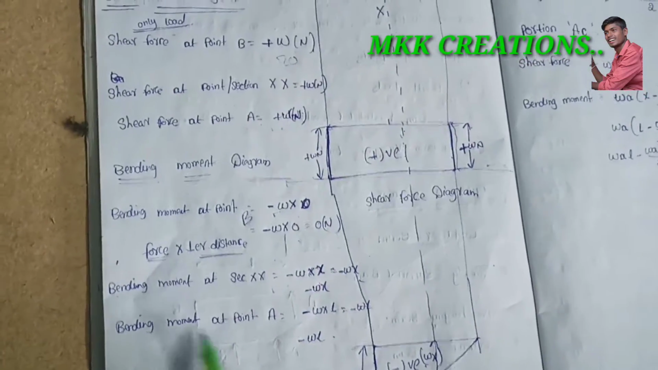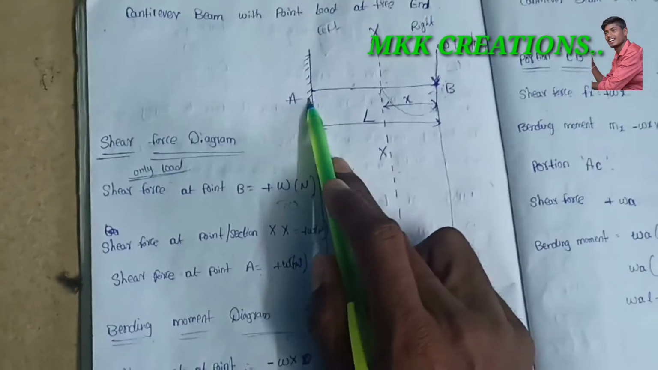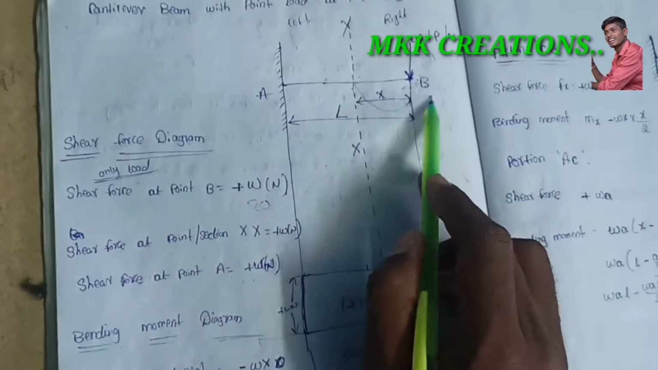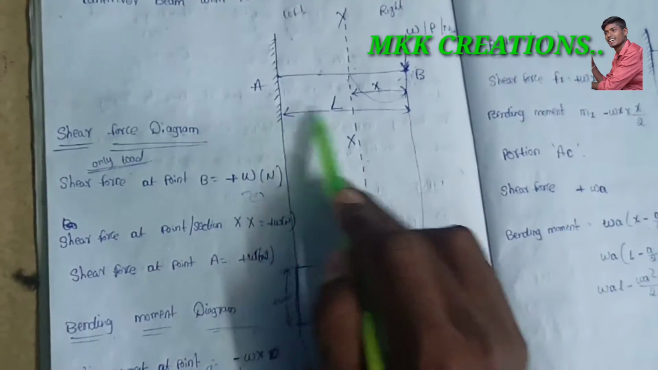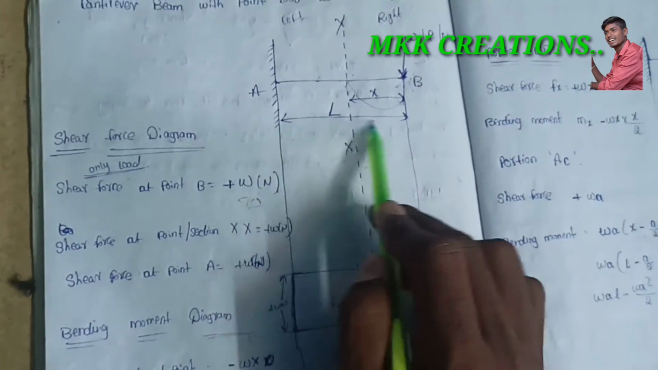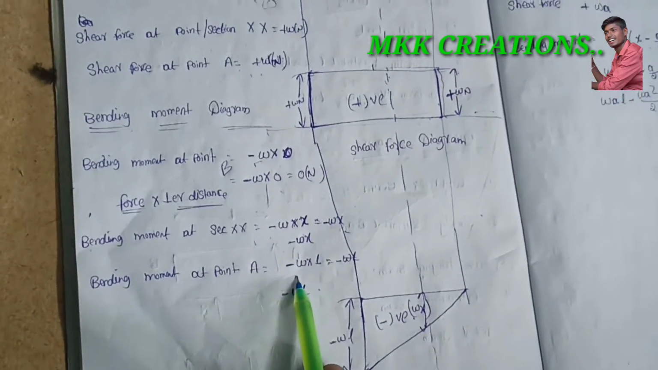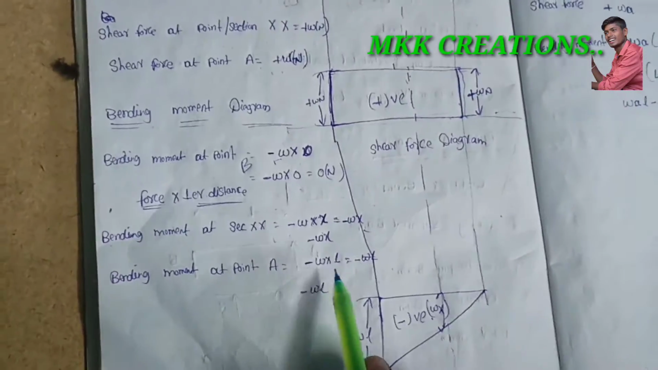Next, the bending moment at point A. At point A, what is the load? W only. W into distance, what is the distance? L, from the length. So it is minus W into L. This is the bending moment at point A.